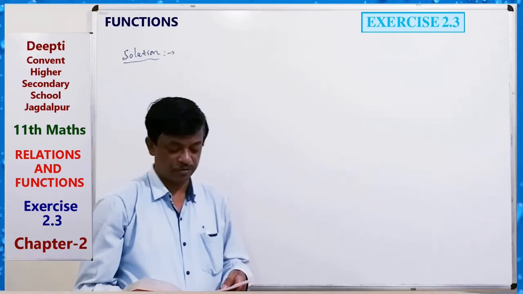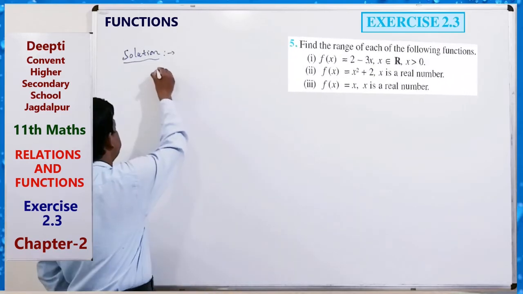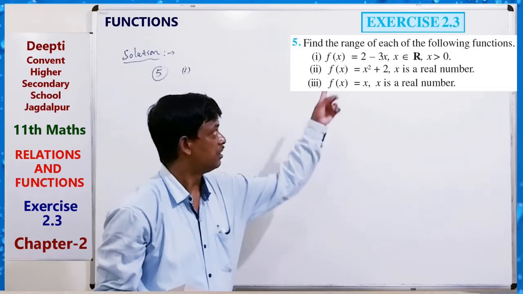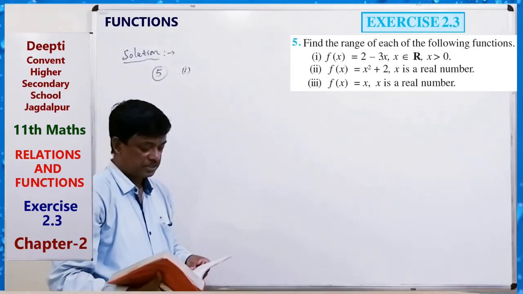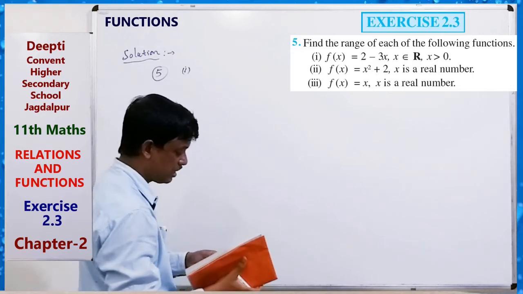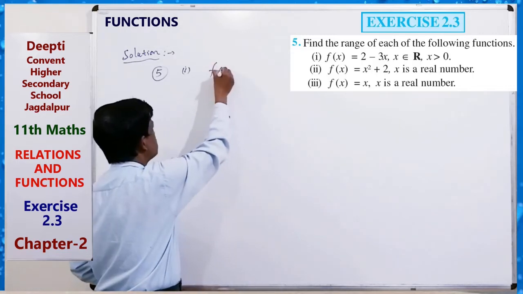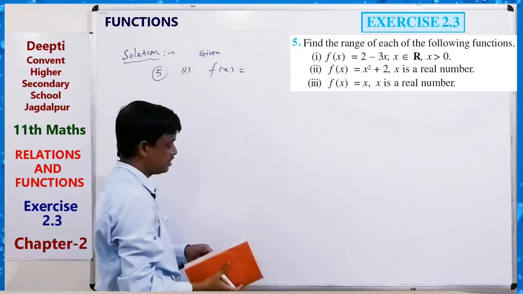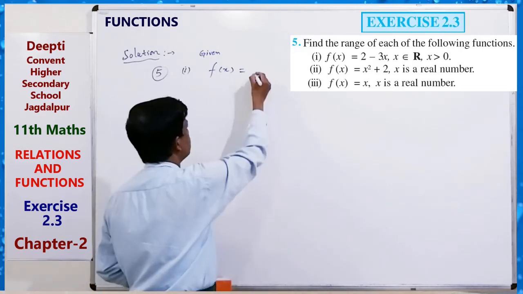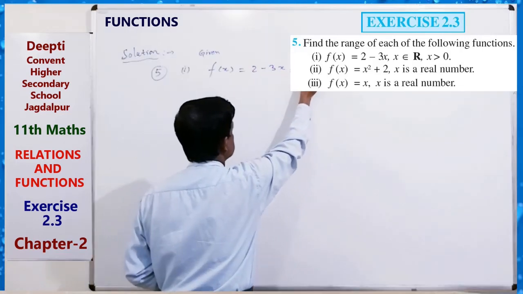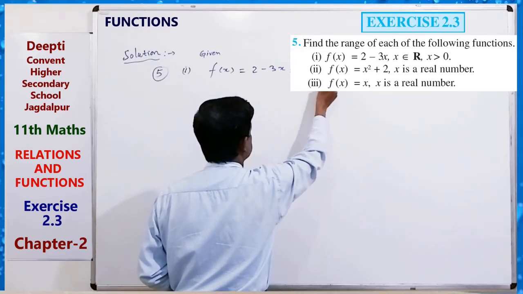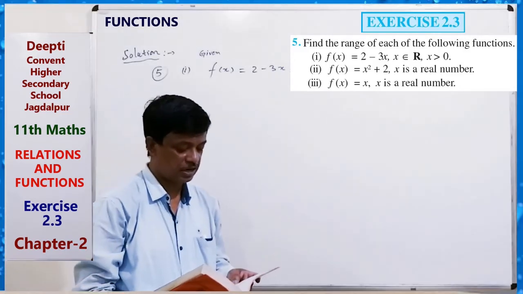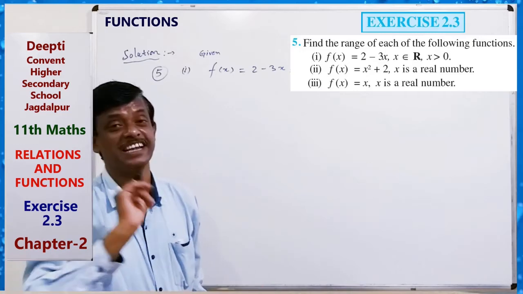Now question 5. Find the range of each of the following functions. Take question 5 first. We have to find only the range of the given function. The first function is f(x) equals 2 minus 3x, where x belongs to R and x is greater than 0. So we have to find the range.